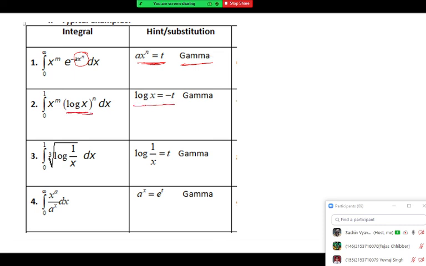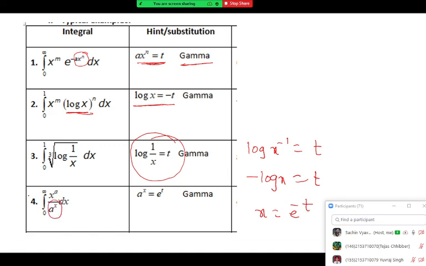For log x, we just saw one similar example here. Here it is log 1 by x. If log 1 by x is t, then log 1 by x means log of x raised to minus 1 is t. So this is minus log x is t, so log x is minus t, or x is e raised to minus t. This way, log of 1 by x is t can be replaced, and you can solve it by gamma again. Then a raised to x equal to e raised to. So these are some standard integrals and the standard substitutions which convert the integrals into the standard form of gamma, and we can evaluate them easily then.